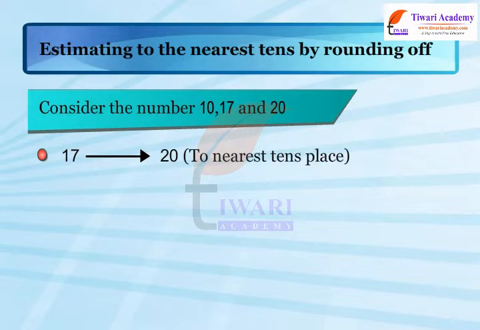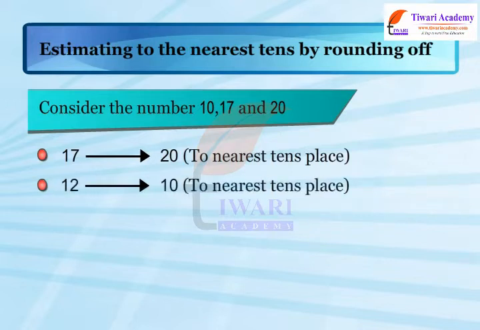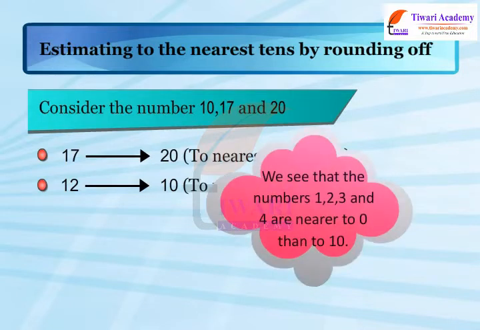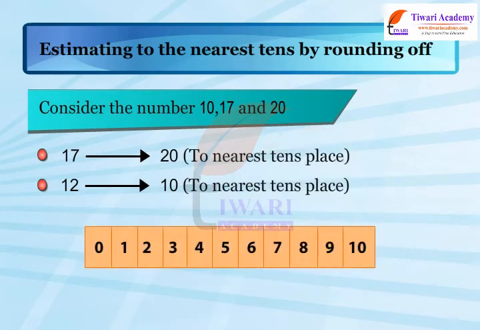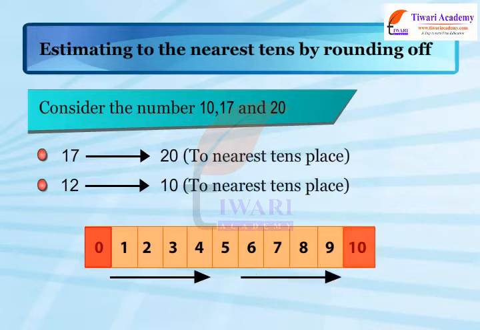Now consider 12, which also lies between 10 and 20. However, 12 is closer to 10 than to 20. So, we round off 12 to 10, correct to the nearest tens. We see that the numbers 1, 2, 3 and 4 are nearer to 0 than to 10. So, we round off 1, 2, 3 and 4 as 0. Numbers 6, 7, 8, 9 are nearer to 10, so we round them off as 10.